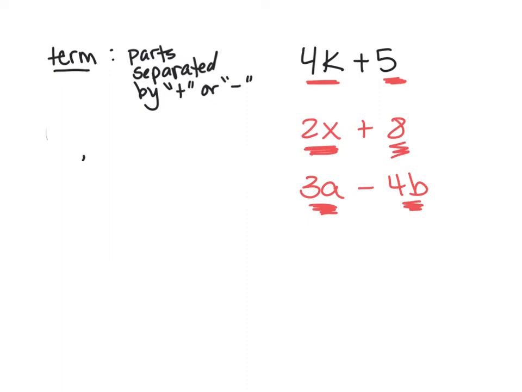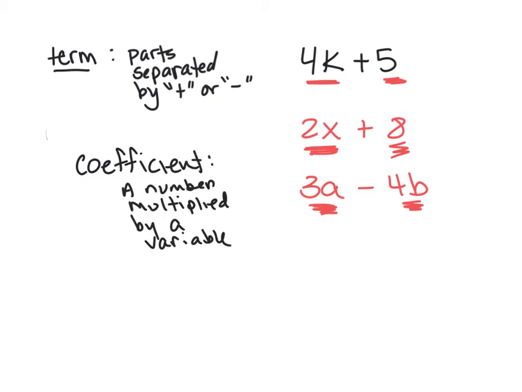Another vocabulary word they throw at us in this section is called a coefficient. A coefficient is a number that is multiplied by a variable, usually a number sitting right in front of its variable. Remember earlier we talked about that can be written as 4 times k, but we get used to seeing it as 4k. The coefficient in that term is 4 because it is the number that's multiplied by the variable k.